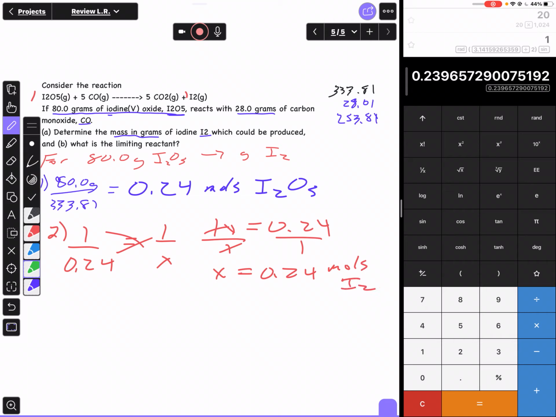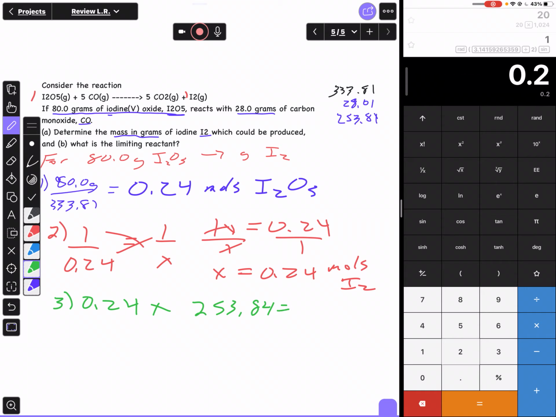My last step. Now that I'm in moles, I can simply convert to grams. I'm going to take 0.24, my number of moles, multiply it by my molar mass of I2. I've already found that. You just take the atomic mass of iodine, multiply it by 2, and it would give you, I think this is right anyway, if I get these molar masses wrong, I apologize, 253.84 or something very close to that. If it's a few tenths off, then we'll be fine.